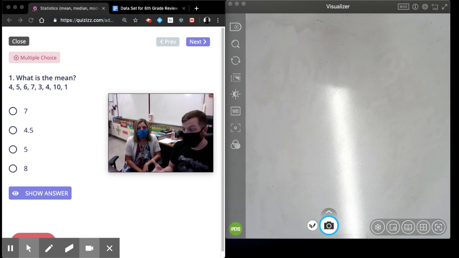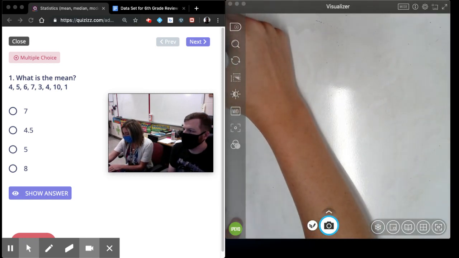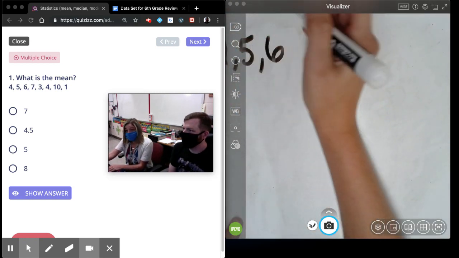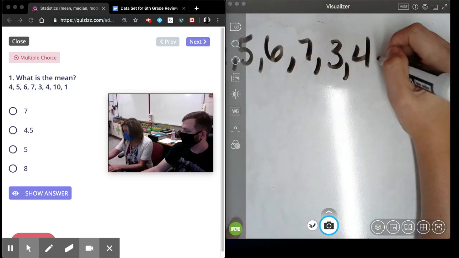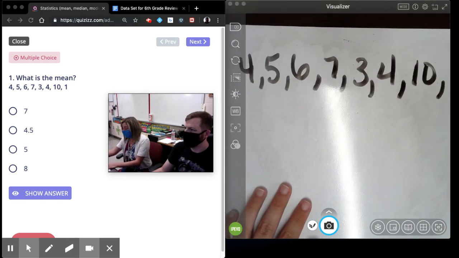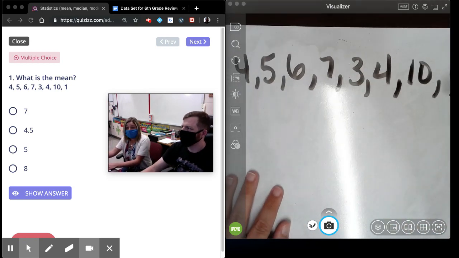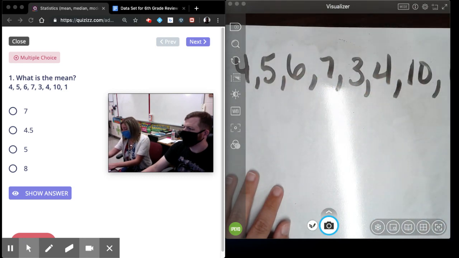Since we're on the subject of mean, let's look at this first problem. What is the mean? Of course, you have your data set in front of you. Ms. Harper, do you care to work out this first one? Okay, so we have the mean. We have 4, 5, 6, 7, 3, 4, 10, and 1. I always think it's best practice to write down your data set so you have a reference to look at. Always double check and make sure it's correct before moving on.